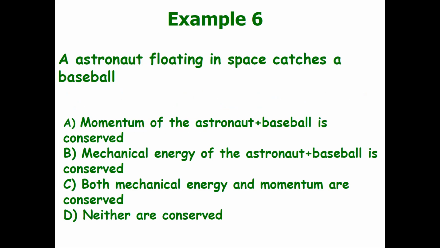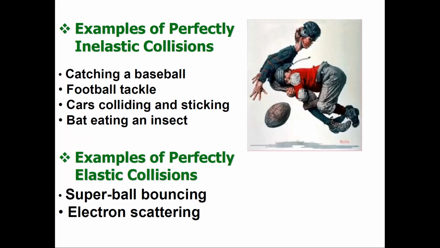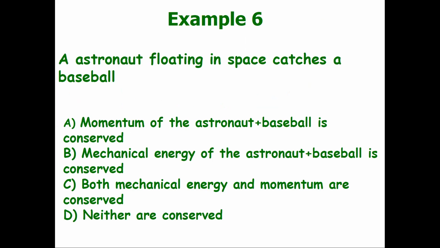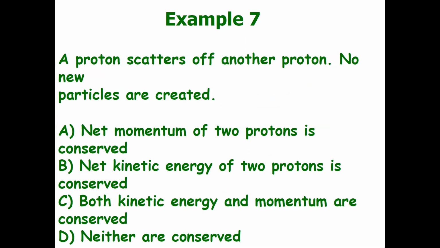So this is another example where the astronaut is floating in space and, of course, catches a baseball. So we are saying the momentum of the astronaut and baseball is conserved, and the mechanical energy of this is the same. So we first have to look at this example that we have been given. Is it elastic? Is it inelastic? You realize that this is nothing but inelastic, from the examples that we have. So straight away you get to the answer.